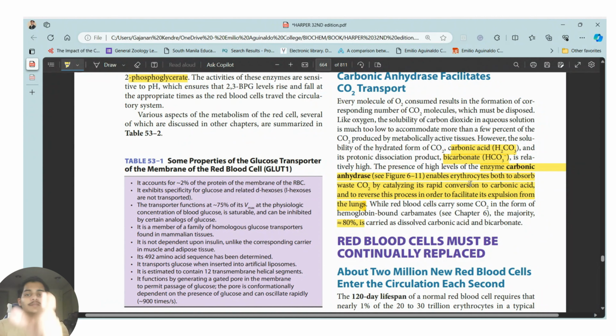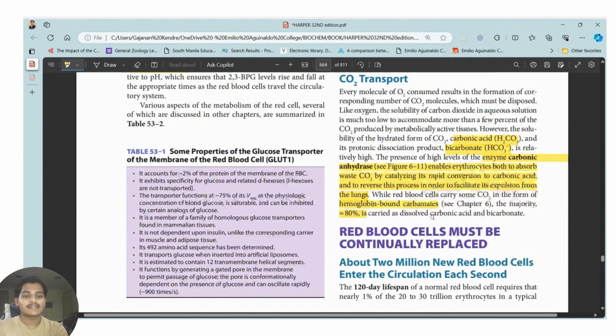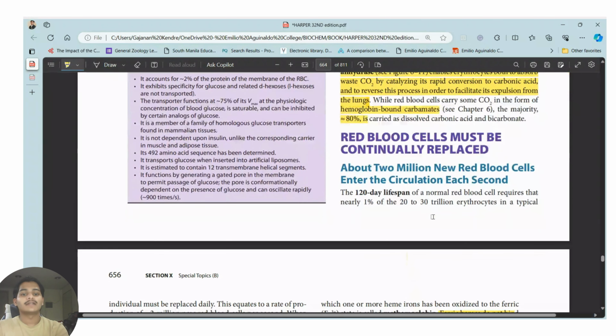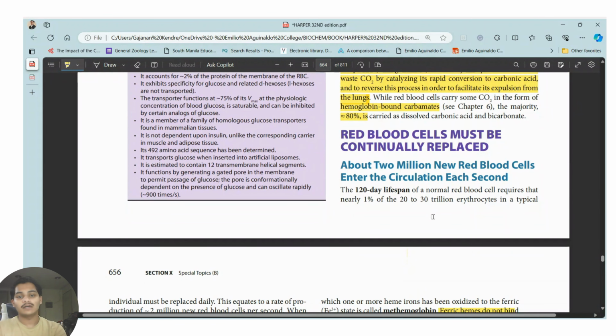Then 80% of the carbon dioxide is expired, or given out from the body, by carbonic anhydrase, through the hydration of the carbon dioxide. But the other 20% binds directly to the RBCs and forms hemoglobin-bound carbamates and gets transported. Then RBCs must be continuously replaced.